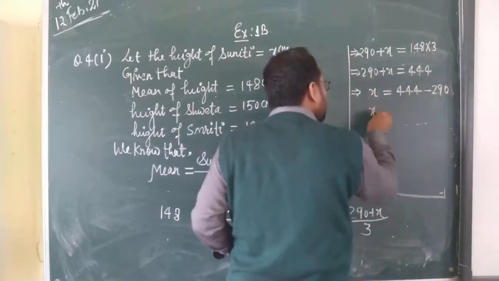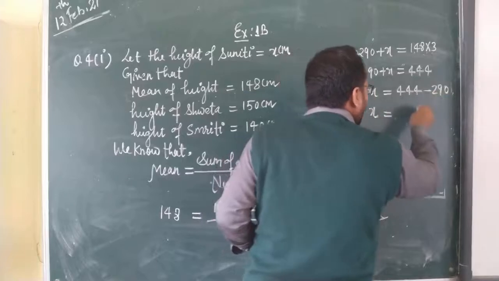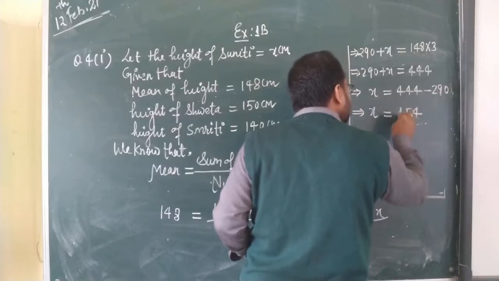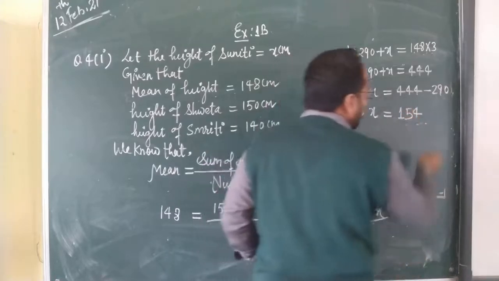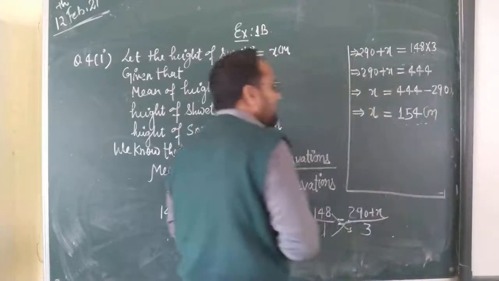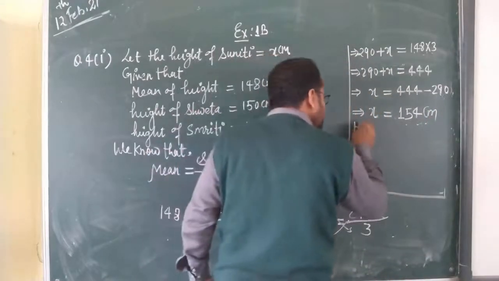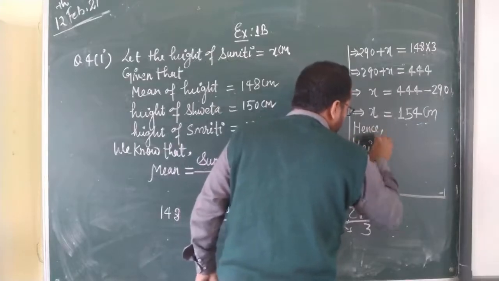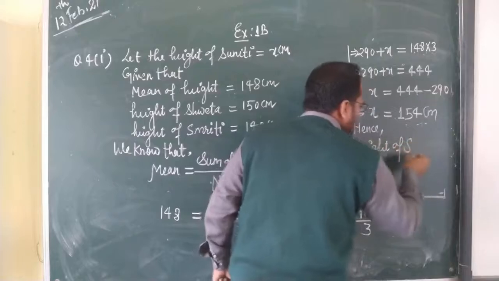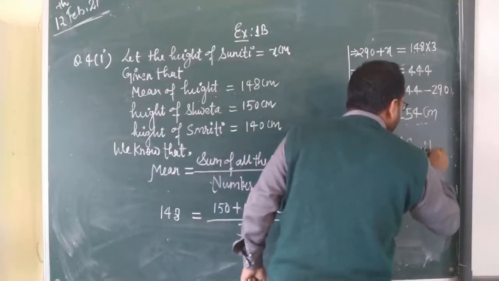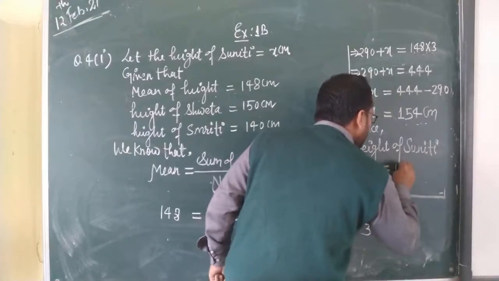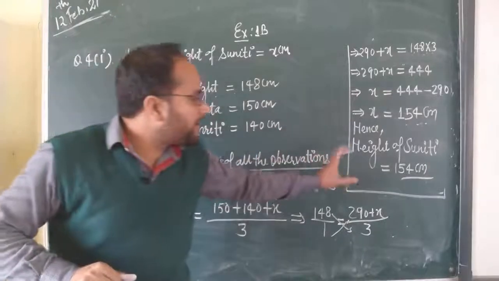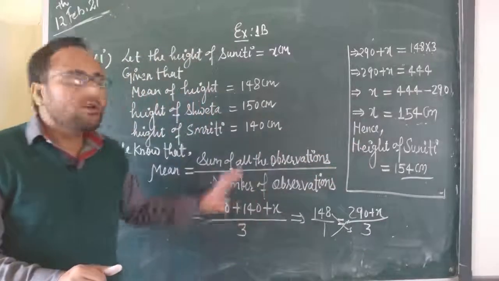Then x is equal to, 14 minus 9, you get 5, and 4 minus 2... you get 1. 144 centimeters is the answer in this case. Hence the height of Suniti is equal to 144 centimeters. Height of Suniti is equal to 144 centimeters is the answer for this question.